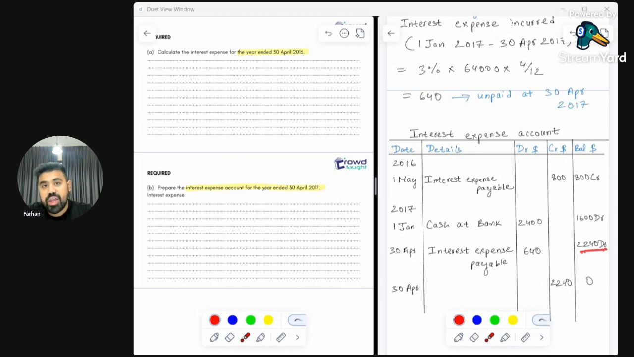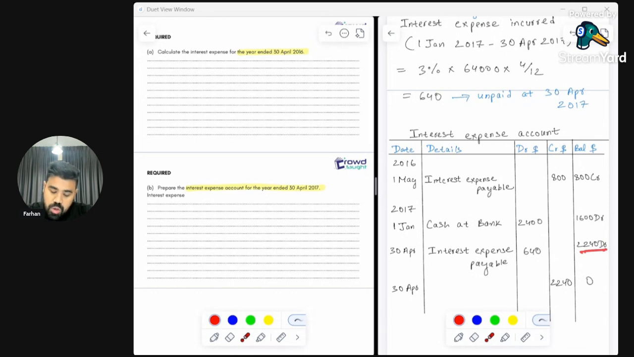So when you prepare the income statement or the statement of financial performance, whatever you want to call it, you will report the total amount for interest expense, which is going to be $2,240. Okay, so interest expense of $2,240 was for this financial year starting 1 May 2016 and ending 30 April 2017.